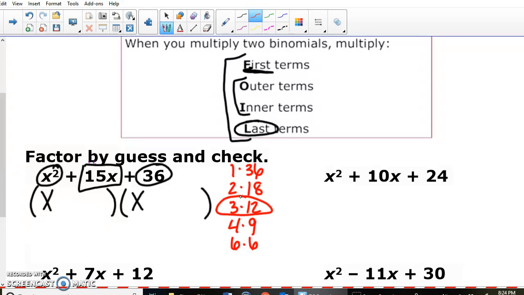3 times 12 gives me 36, but 3 plus 12 also gives me that 15 that I'm looking for. So my answer should be x plus 3 and x plus 12.